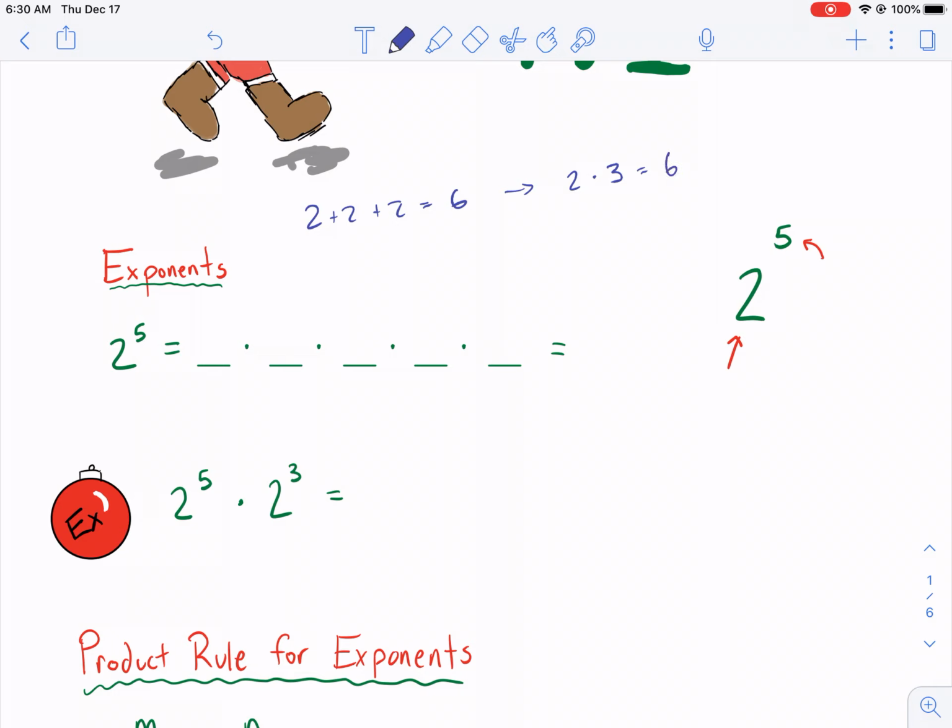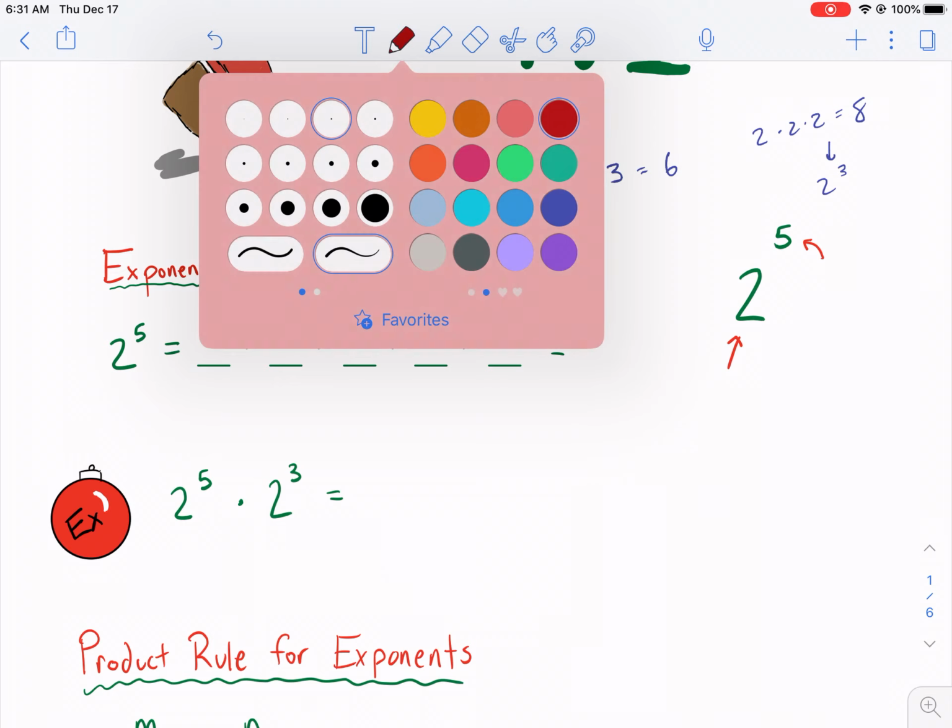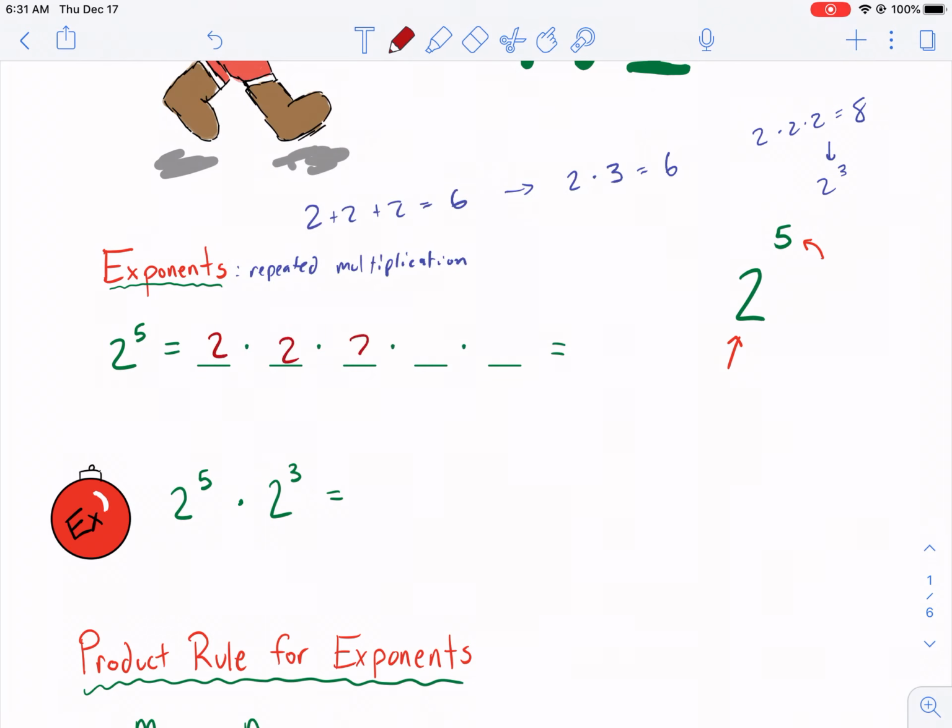Now, if we want to do something like 2 times 2 times 2, that's 2 times 2 is 4, times 2 is 8. An easier way to write that is 2 to the third power. We can use exponents. So it's repeated multiplication. Now, 2 to the fifth power, what is that equivalent to? It is equivalent to 2 times 2 times 2 times 2 times 2, or I think that's 32.